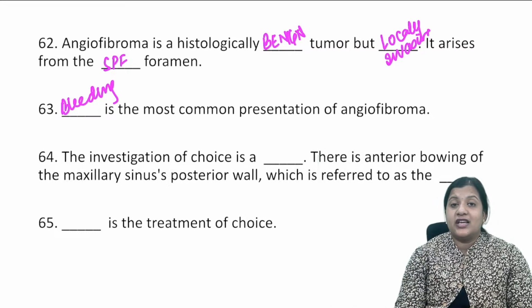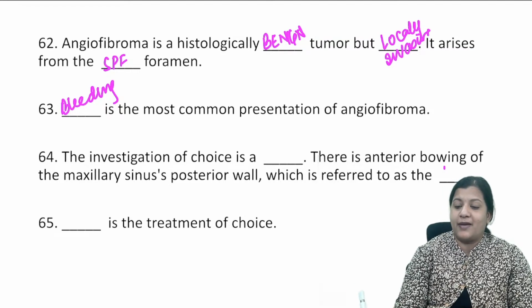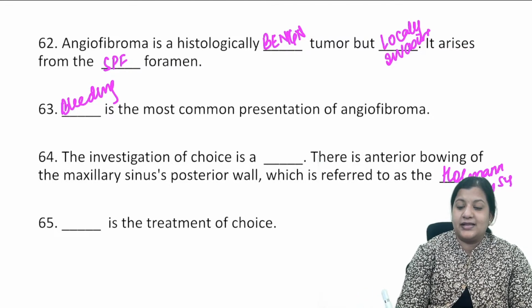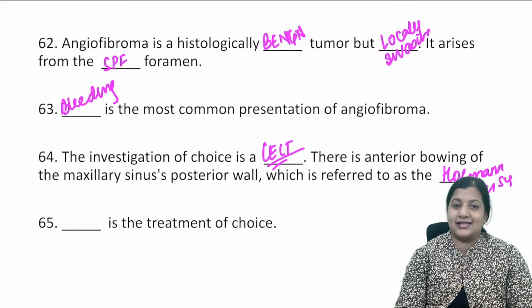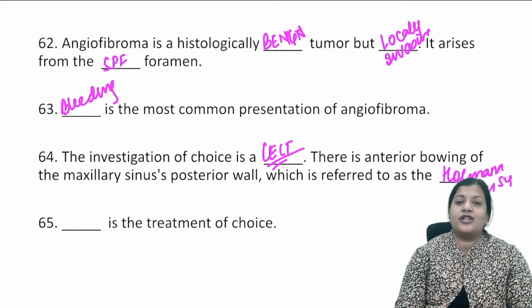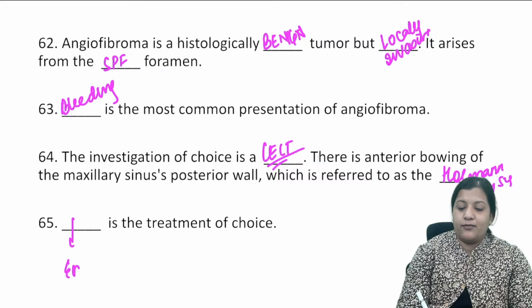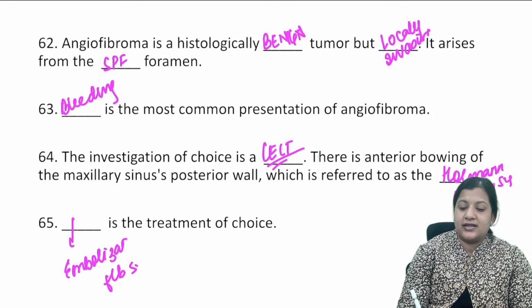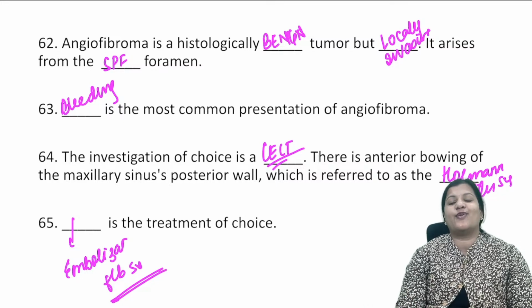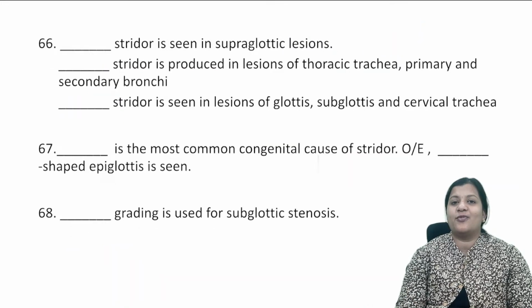What is the investigation of choice where you see anterior bowing of the posterior wall of the maxillary sinus, which we call the Holman-Miller sign? Where do you see this Holman-Miller sign? Yes, it is the CECT. Can we see Holman-Miller even on X-ray? Yes. What is the treatment of choice for angiofibroma? What should we do? We have to embolize. So embolization followed by surgical excision should be the treatment of choice for angiofibroma. So I think angiofibroma is revised.